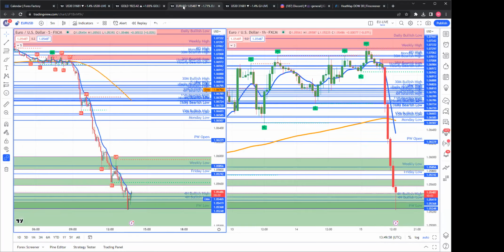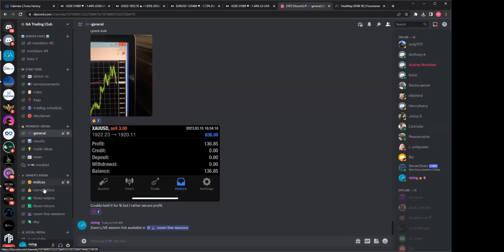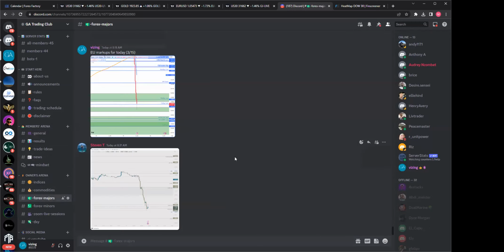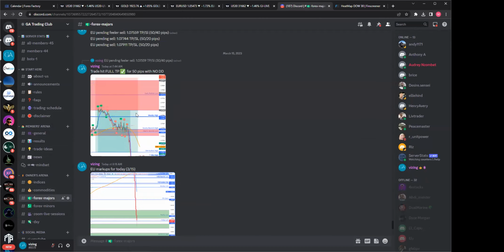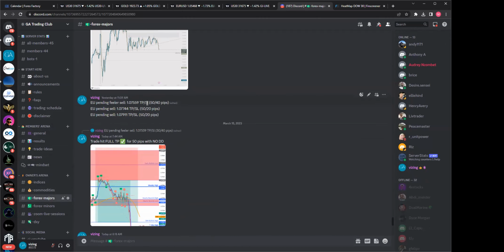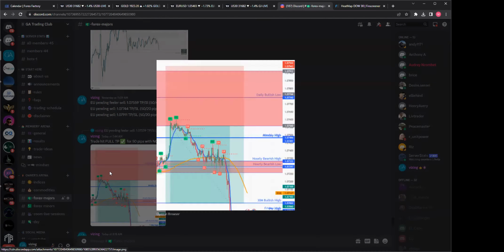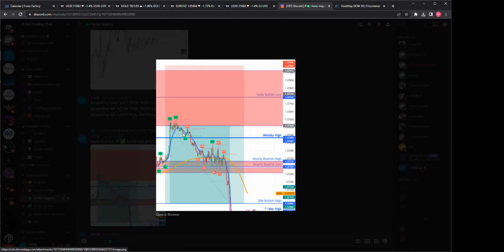Going back over yesterday's trades that we shared in the Discord, the trade of the day was EU. Yesterday we sent out a trade in the Discord for EU. We had a pending filler sell at 1.07559, which went straight to TP.